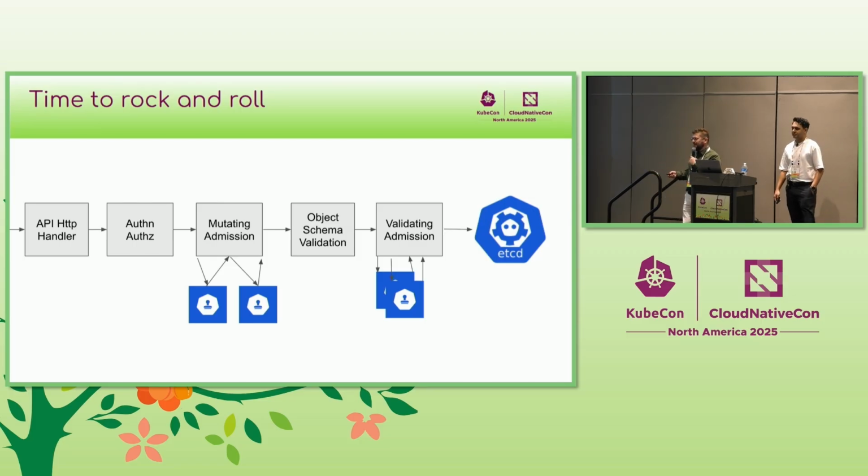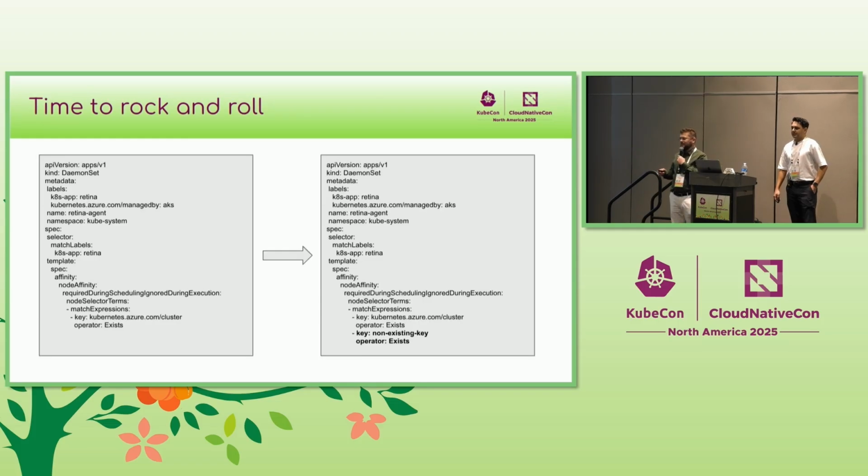Why is that important? Because all the controllers watching resources usually react and trigger the reconcile loop when the resource version changes. In this case, it didn't happen, and it was our entry point to mitigate our outage. And our idea was simple.